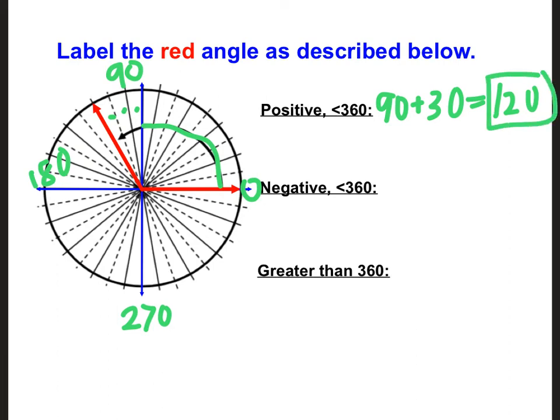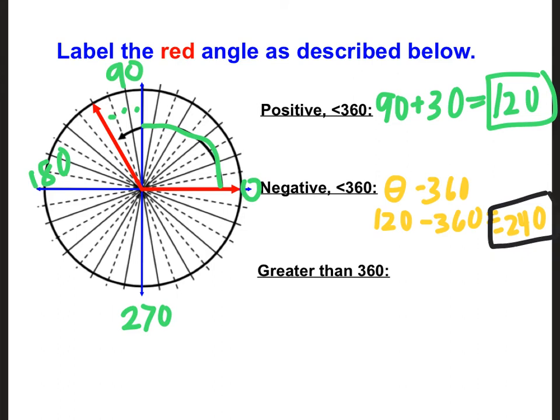Now, if I want to figure out my negative angle, I kind of have two options. All right, I'm going to switch colors for this. So for my first option, you could do your angle that you found, so theta minus 360. In this case, I would do 120 minus 360. And when I do that, I get negative 240. And that would be my final answer for my negative angle, is negative 240.